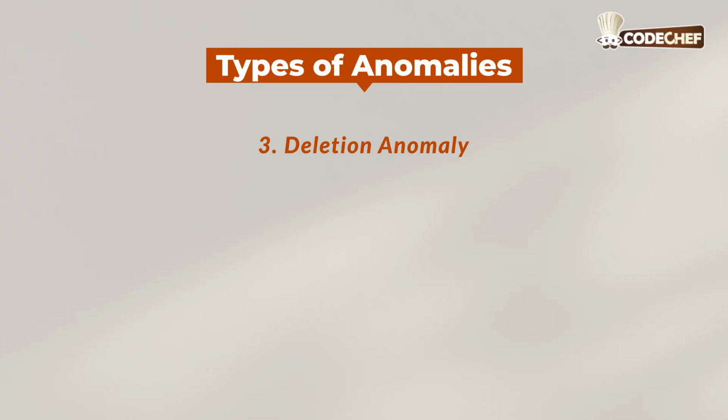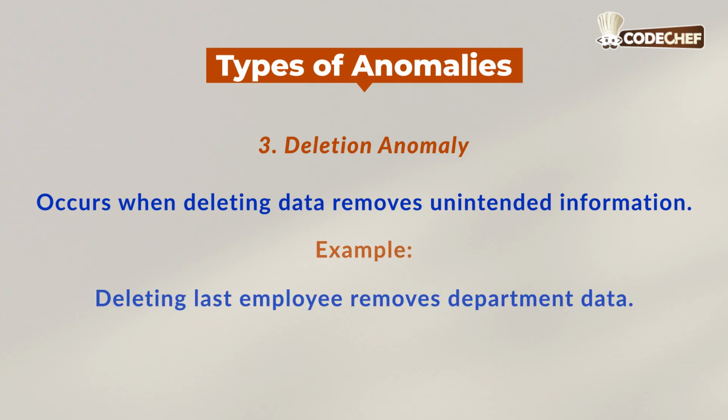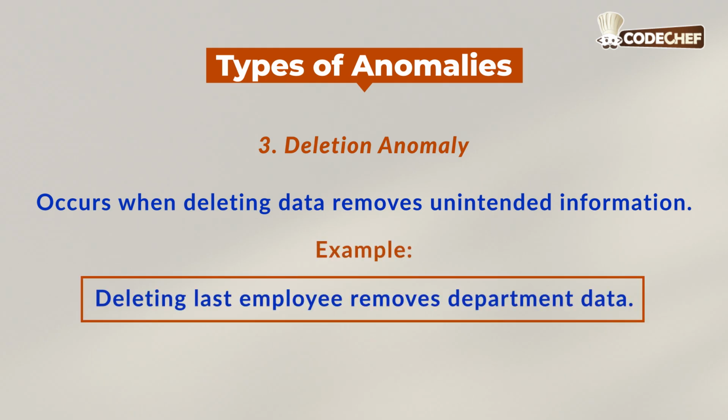Next, deletion anomaly. It occurs when deleting data removes unintended information. For example, deleting the last employee removes department data. Let's suppose I am deleting one complete row from a table, but some columns from that row have data that I will need in future or that I do not want to delete, which will also get deleted because I am deleting the entire row. So this kind of action will create deletion anomaly.